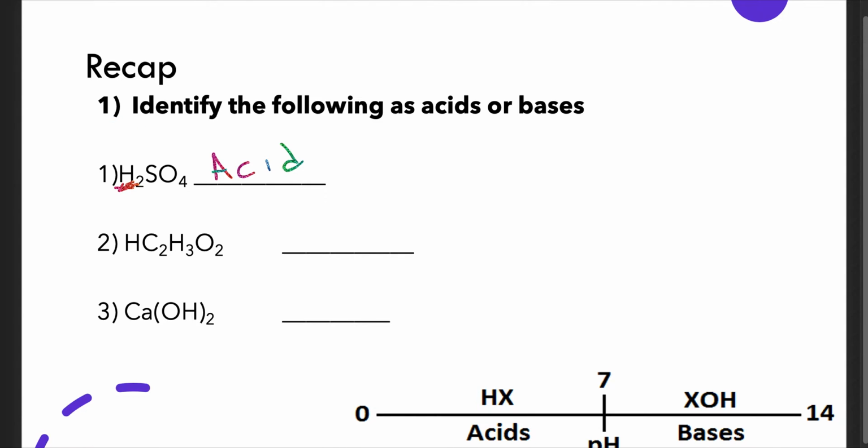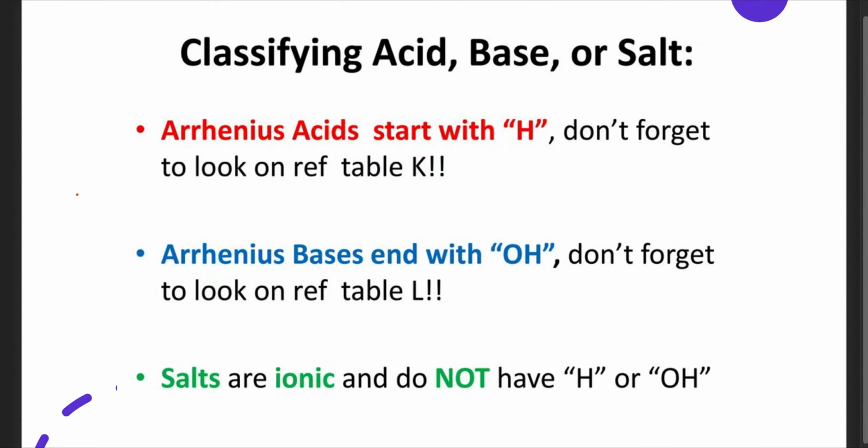I'm going to fast forward to one slide here that would help you with something like this. Just to recall from our last video, any acid will start with an H or hydrogen. A table that you can look at in your reference table is table K. That's where we have a list of the most common acids. When we're looking at bases, they end with OH. If you look at table L, you're going to see a list of the most common bases. And a final reminder is that if you have an ionic compound that does not have a hydrogen or hydroxide at the end of it, then it's likely to be a salt.